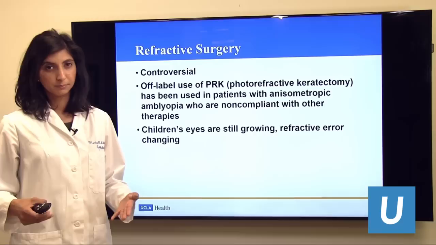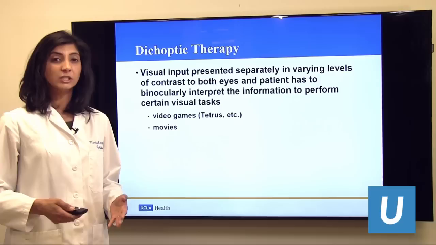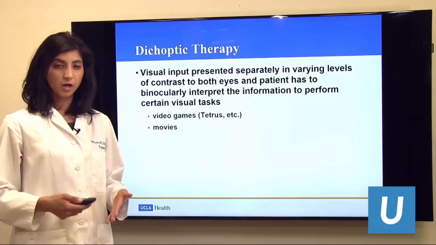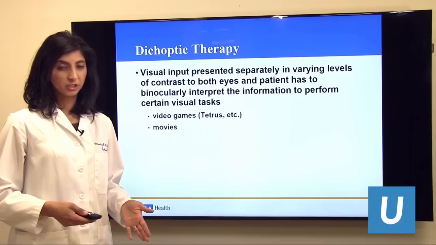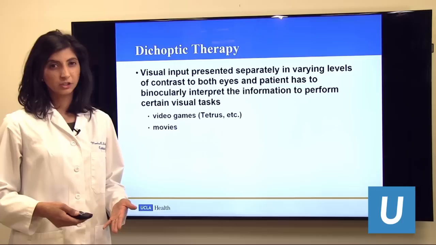And then finally, one of the other hot areas of interest right now is dichoptic therapy. Dichoptic therapy is where visual stimulation is provided to both eyes at the same time, but separately. In this case, the amblyopic eye will receive higher contrast images, while the good eye, the fellow eye, will receive lower contrast images. So the amblyopic eye will be getting more visual stimulation. And a way to encourage compliance with this therapy is that often the visual tasks given to children during this time are fun and entertaining, they're movies or video games such as Tetris.